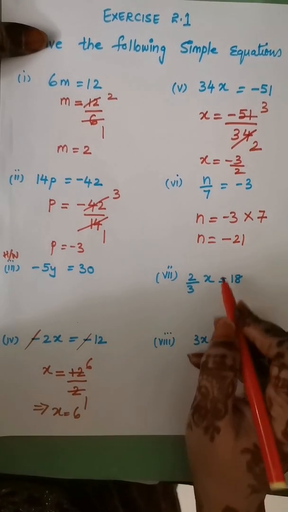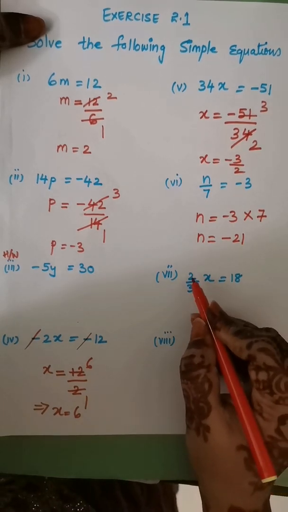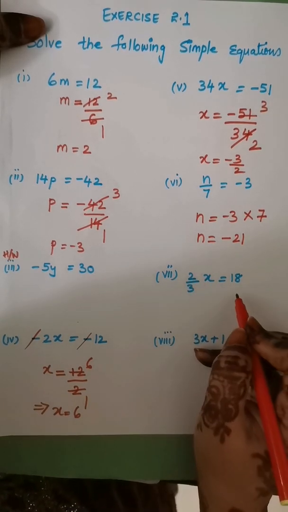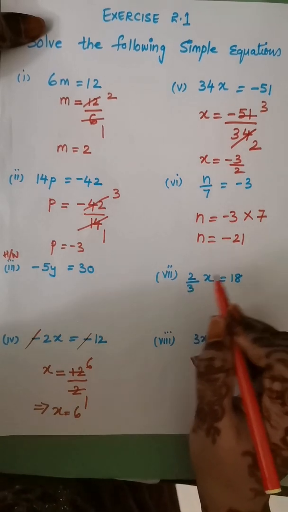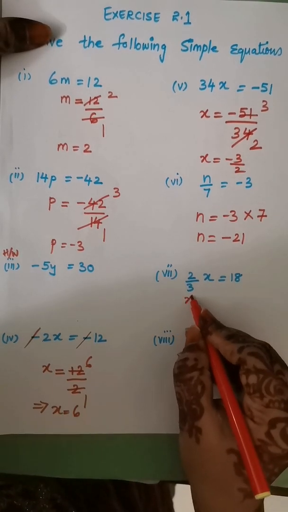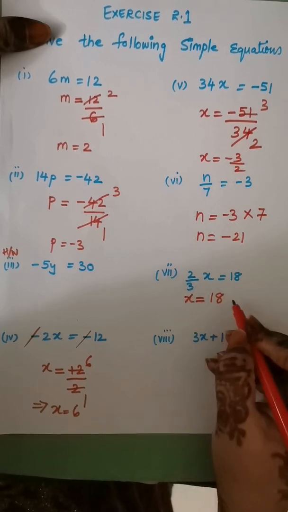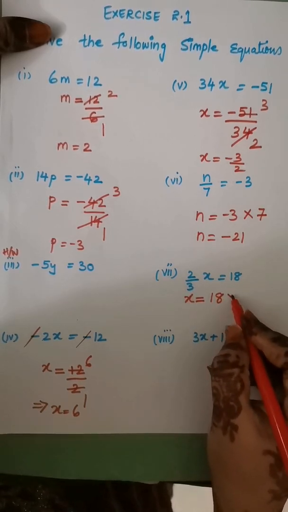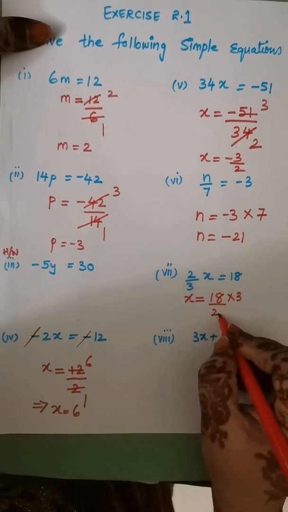Next, now how will you do this? Here what we have to do? 2 is multiplication, so it will go down and become division. 3 is division, it will go up and it will become multiplication. We make x alone. On the other side you have 18. Division will change into multiplication and multiplication will change into division.